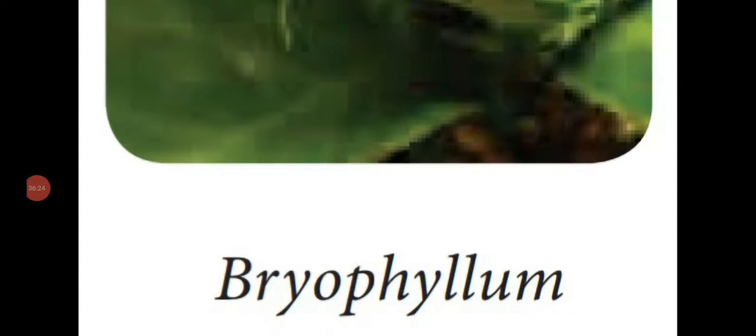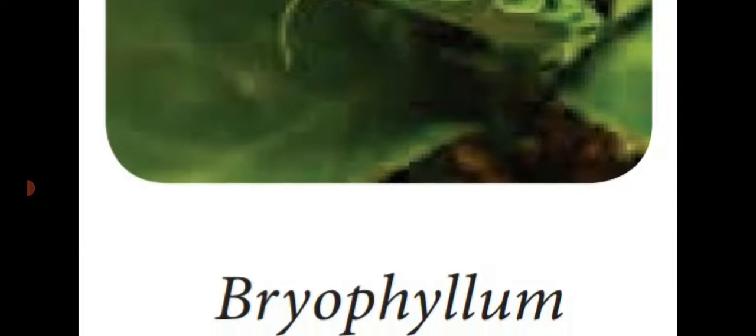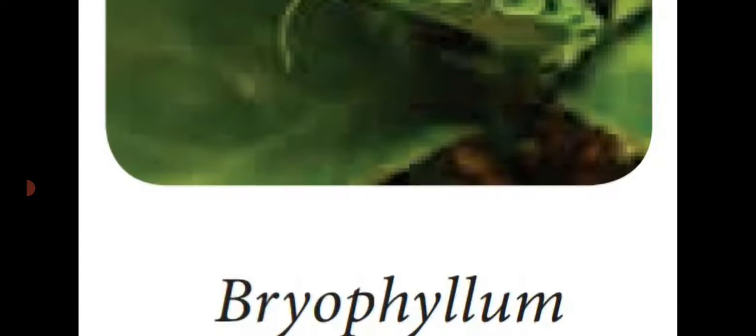Dear students, see the diagram. This is the foliar root. Example, Bryophyllum. See the margin, the leaf margin or lamina produces small root-like structures which produce another new plant. That type of root is known as foliar root.